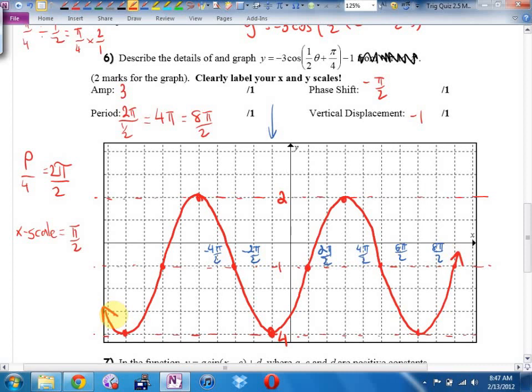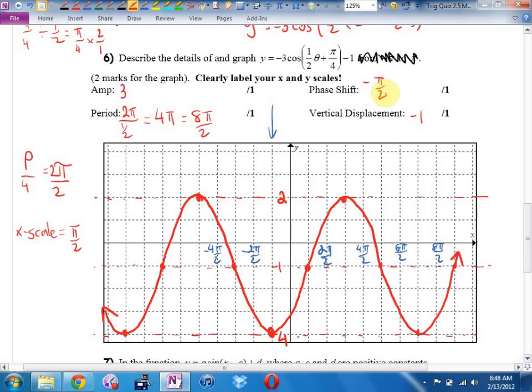Now, if you used a different scale, what you're really looking for is this. Do you have a point that goes through negative pi by 2, negative 4? And does your next point go through 3 pi by 2, positive 2? Because you could have gone with a scale of pi by 4s, which would also work. It would just mean that every 4 squares would be a dot, and your period would be 16 squares long. And the phase shift would be two squares left. But the coordinates would match mine.